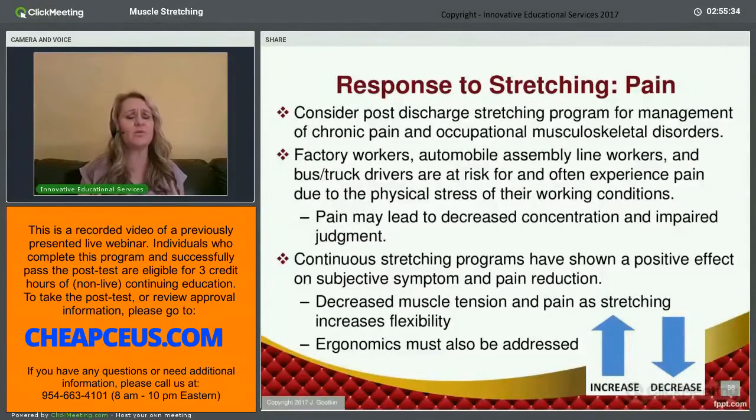And this is important to think about with our patients who have chronic pain. Not only do we want to manage the pain from a musculoskeletal perspective, but think about it also from a cognitive and a psychological aspect for the individual. Because when someone's in pain, they're more distracted, their concentration is impaired, their judgment is impaired, so they're at greater risk for work-related injuries, as well as maybe not having the spontaneous reactions for fall recovery.